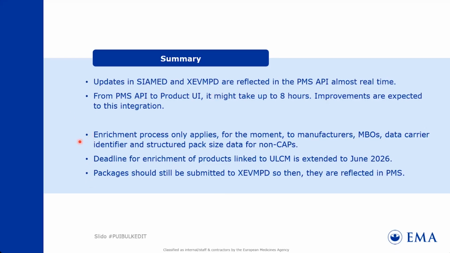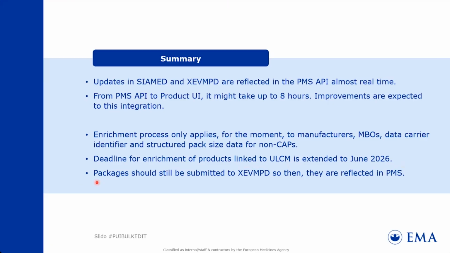About these 3 points, we will go through them in the webinar, but you know that the enrichment process for the moment only applies to manufacturers, the MBOs, and the data carrier identifier, as well as the structured pack size data for non-CAPs. So CAPs are out of the scope of the enrichment. The deadline for the enrichment of products that are linked to the Union List of Critical Medicines has now been extended to June 2026. Before it was December this year. Now you have 6 more months.